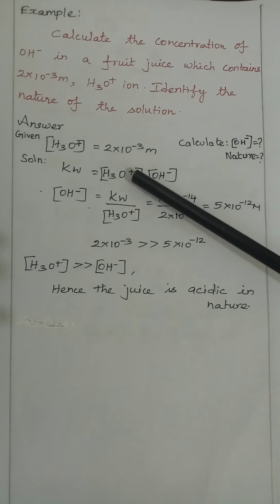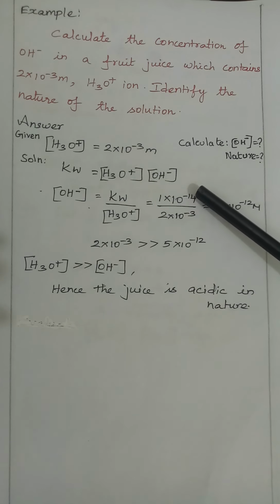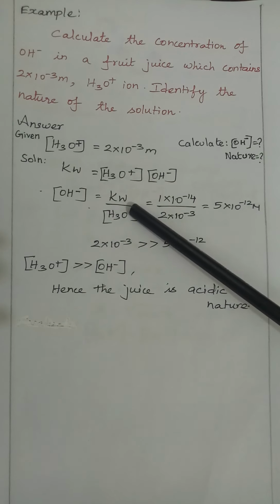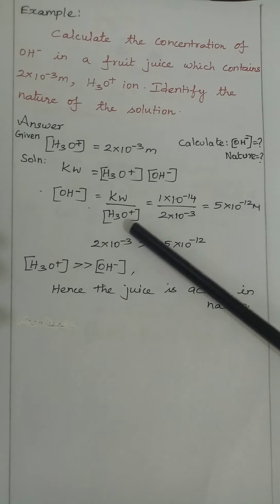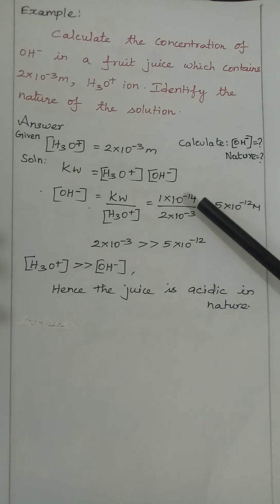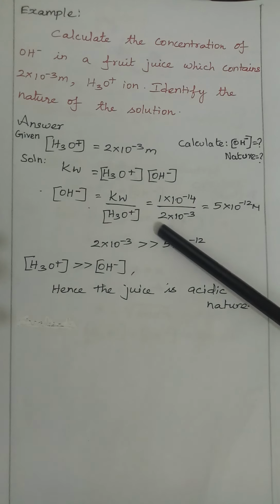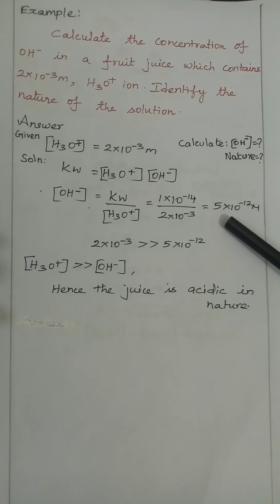Kw is the ionic product of water, already known, 1 × 10^-14. H3O+ concentration is given in the sum. The concentration of H3O+ is 2 × 10^-3. So Kw value 1 × 10^-14 divided by 2 × 10^-3. After substituting this value, we get 5 × 10^-12. This is the concentration of OH- ion.